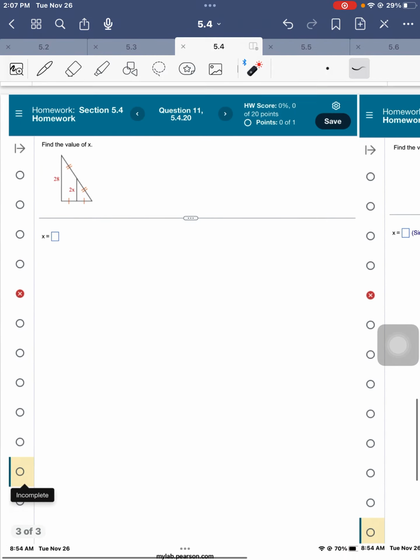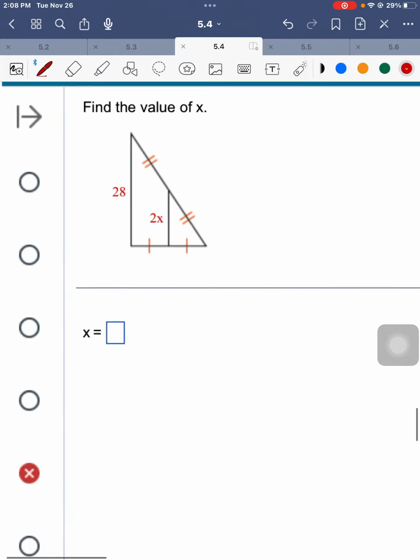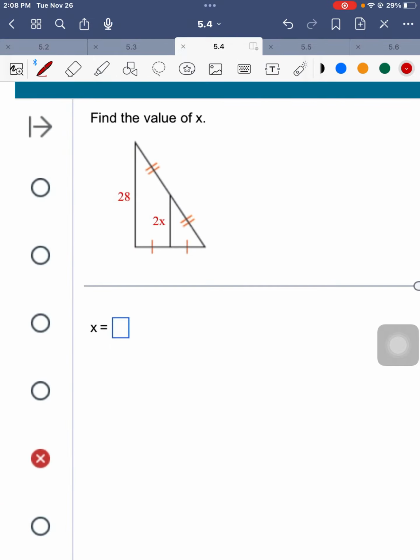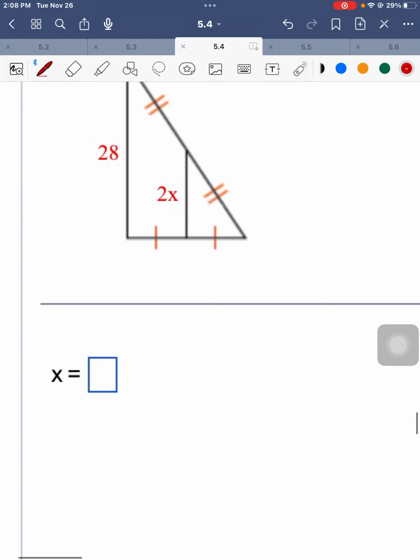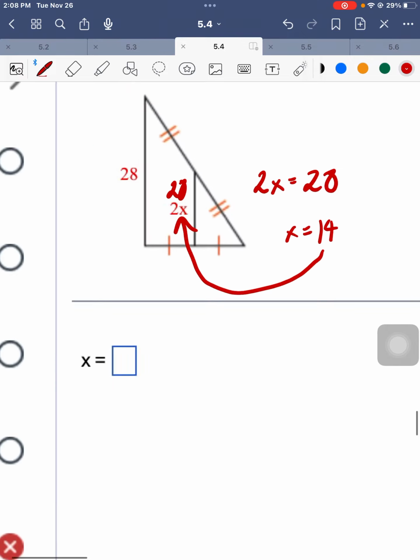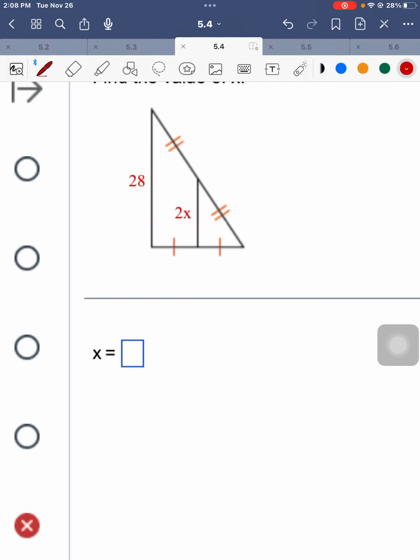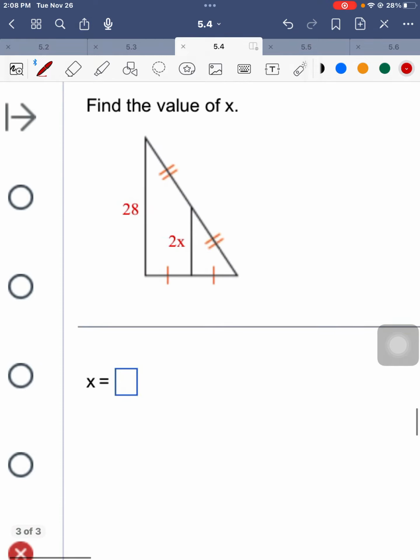Okay? Now, once again, please do not try to do this in your head because you're going to get it wrong. You guys are going to put 14 because you're going to see 2x, because this is what a lot of you are going to do: 2x equals 28 and then x equals 14. Fantastic. So that means if this is 14, what's 2 times 14? 28. So this and this are the same length? No.